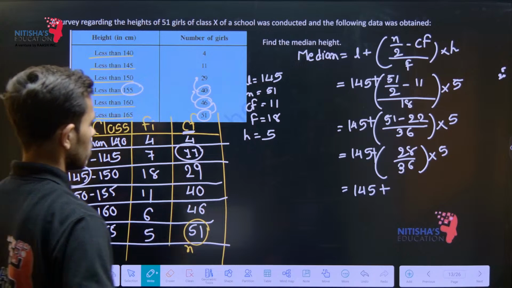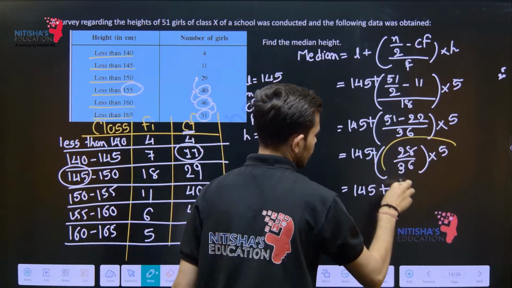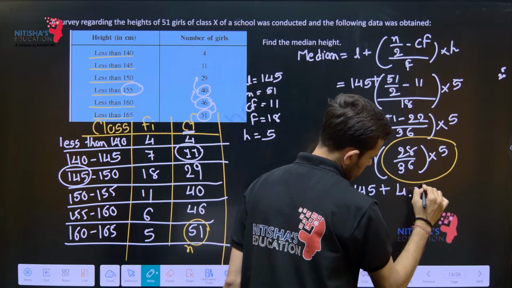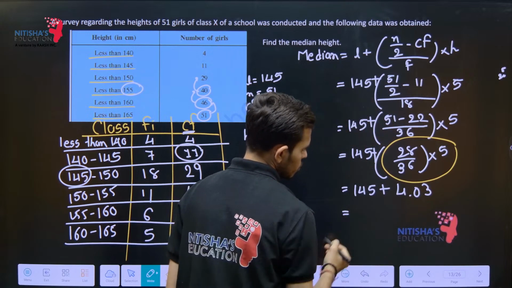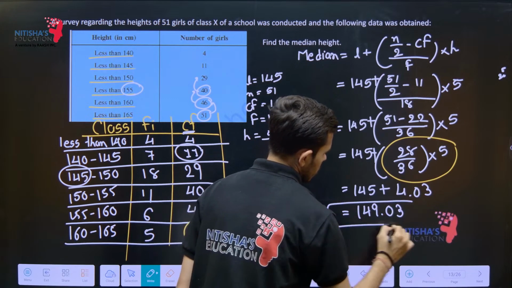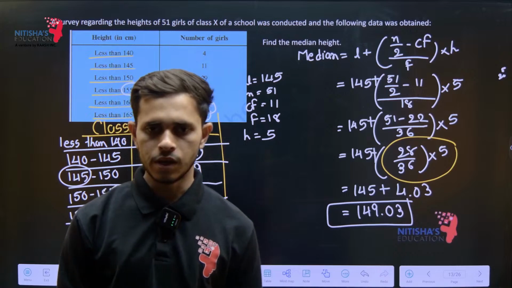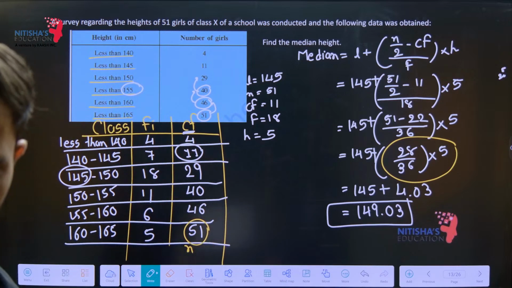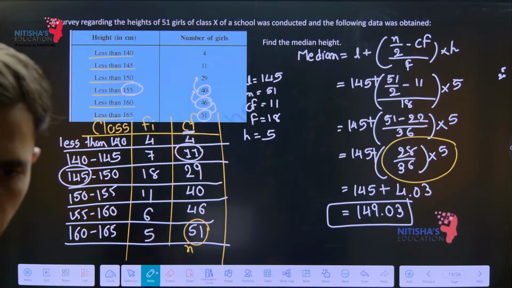If we simplify this part of our equation, then we will get 4.03 as the answer. So our final answer will be 149.03. So in this way we can easily find the value of the median.